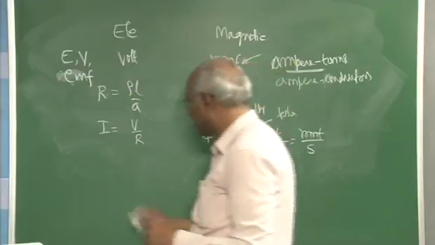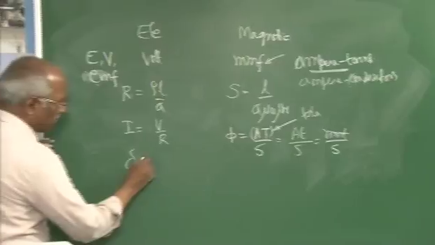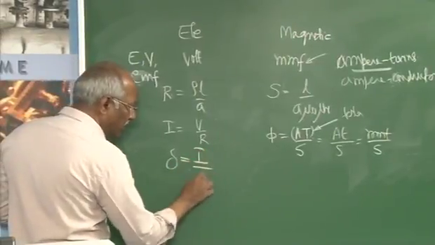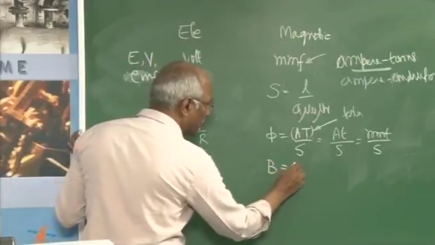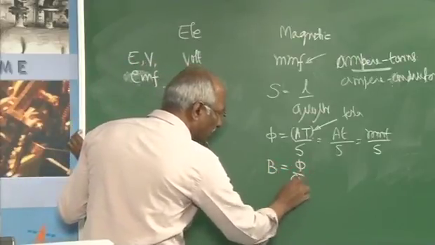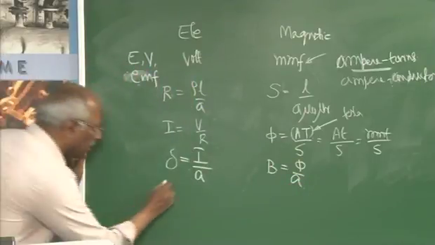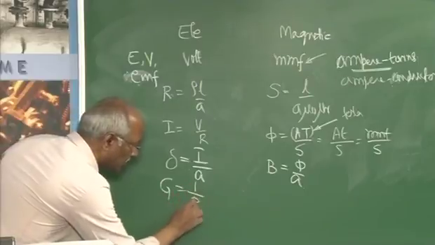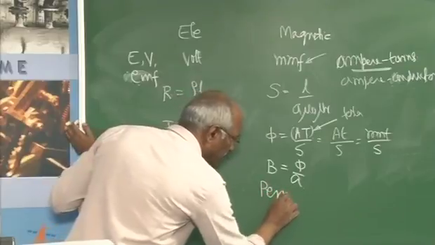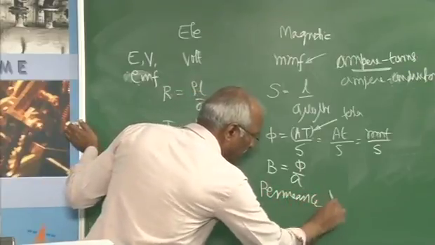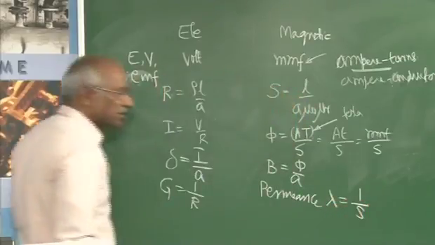Then when it comes to the current density, generally denoted by delta or J, this will be equal to current divided by the cross section of the conductor, while here it is the flux density, which is nothing but the flux divided by area. Like conductance, which is 1 by resistance, here it is called the permeance, generally denoted by lambda, and this will be equal to 1 by the reluctance.